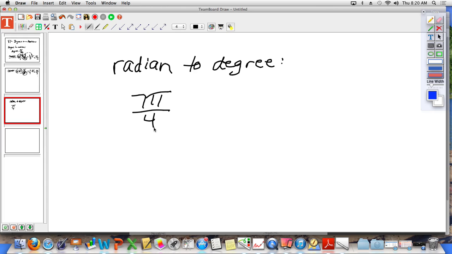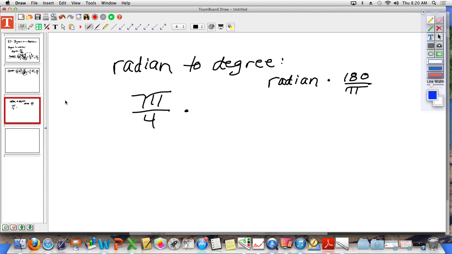We're going to change it to a degree, and we're going to do that by multiplying. Does anybody remember from last year? What are we going to multiply it by? You're going to multiply it by 180 over pi. You take your radian and you multiply it by 180 over pi. I didn't actually write that out for you.